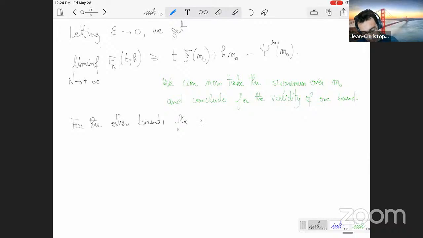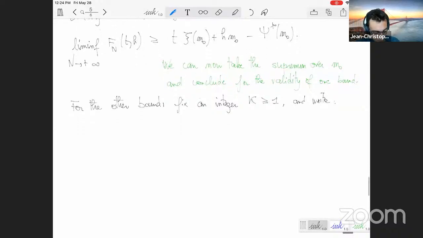So fix an integer k larger than or equal to 1, and write Fn of t and h is larger than, so I'm going to write 1 over n log. Now I split my integral into pieces, so let's say like this.